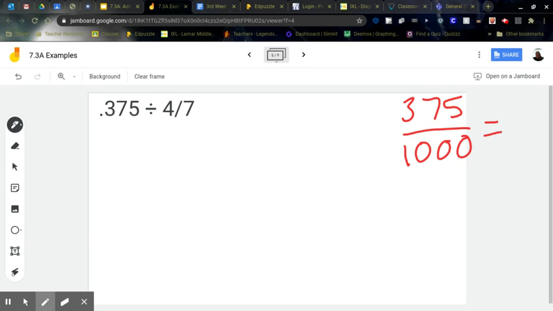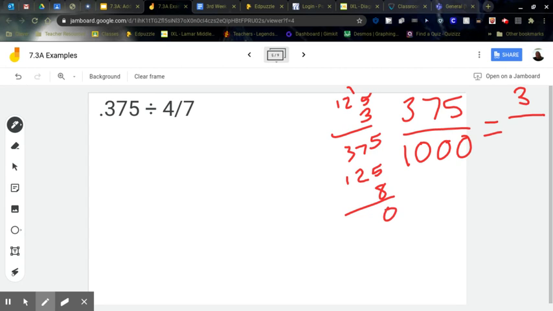So we've got to reduce that down. I know 125 goes into both of these. 125 times 3 is 375, so we're going to do 3. And then 125 into 1,000. 125 times 8 is 1,000. So we know it's 3/8, and I'm going to use that.